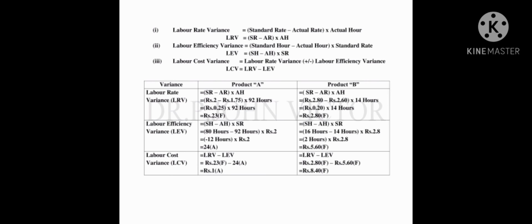2.80 is a favor value. 5.60 is also a favor value. That means altogether 8.40 is a favor value. Okay, so these are the solution for labor variance.